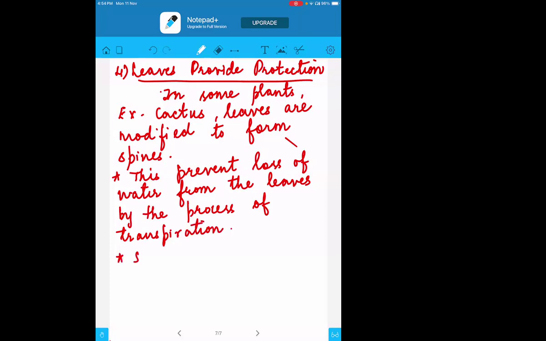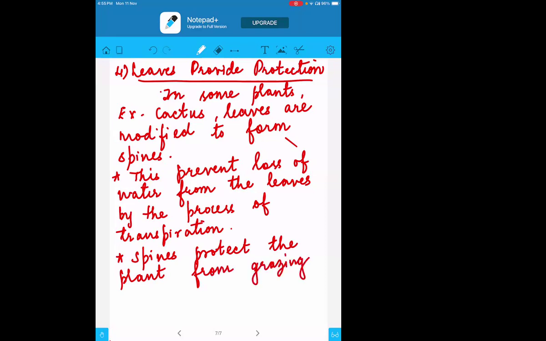And also, spines protect the plant from grazing animals. When the spines are there, the animals will not come and graze on them, so automatically they are protecting themselves. So spines protect the plant from grazing animals.